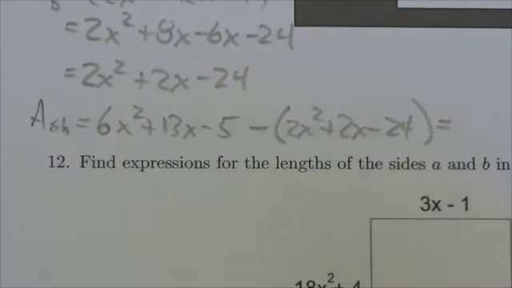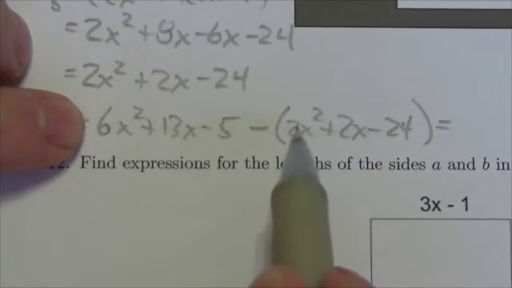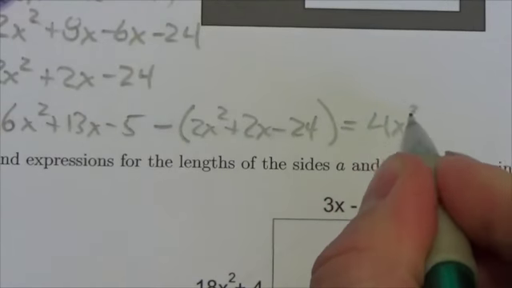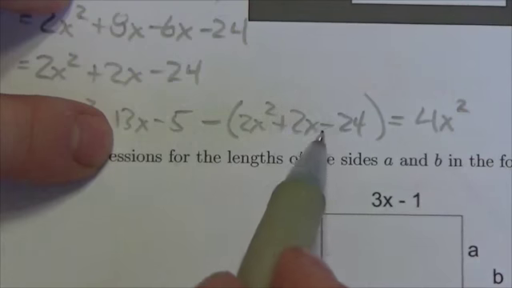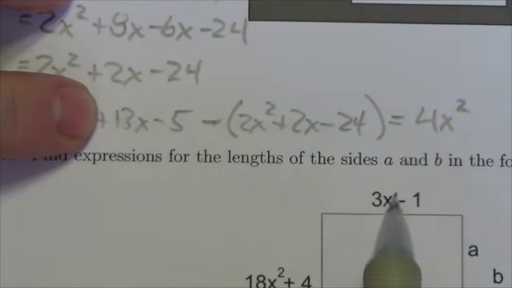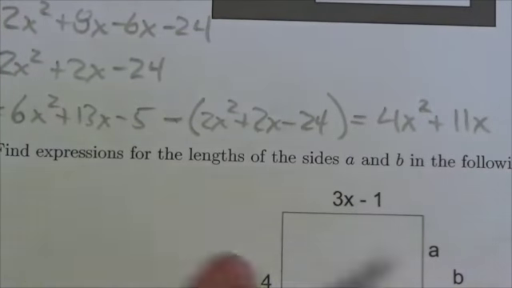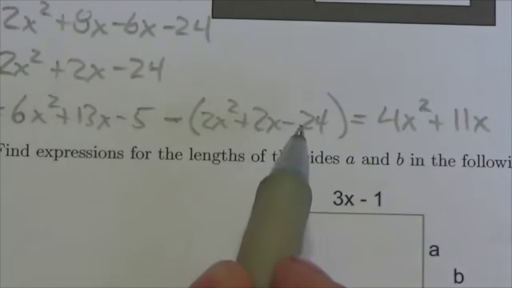Now, I tend to do this fairly quickly because I already know that I can only subtract like terms. So this is going to be 6x squared minus 2x squared, which gives me 4x squared. Then I'm going to subtract the linear terms, the ones that have a degree of 1. So 13x minus 2x gets me positive 11x. Then I'm going to subtract the constants. Negative 5 minus negative 24.